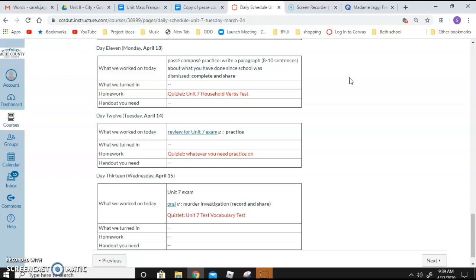Tomorrow is just review. I've got some questions and you can kind of quiz yourself, see how you're doing, and see if there are areas you need to brush up on. And then Wednesday is going to be your test, and I want to make sure you kind of know what to expect for that. There's going to be two parts.